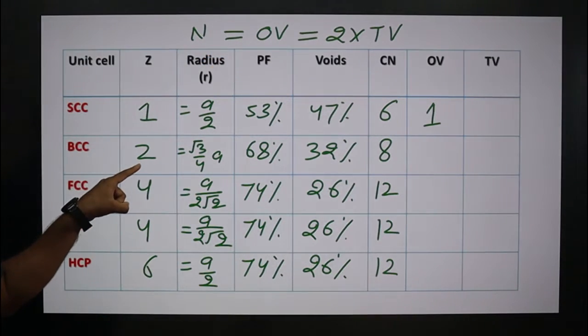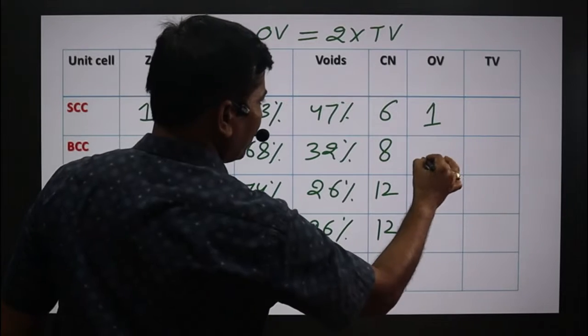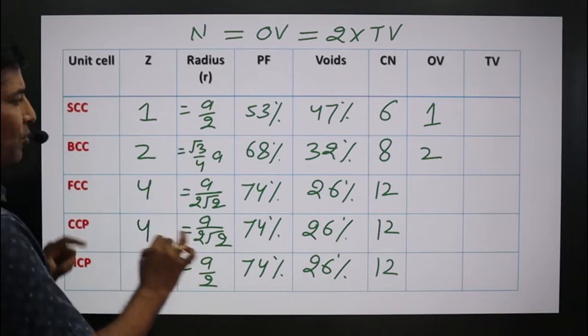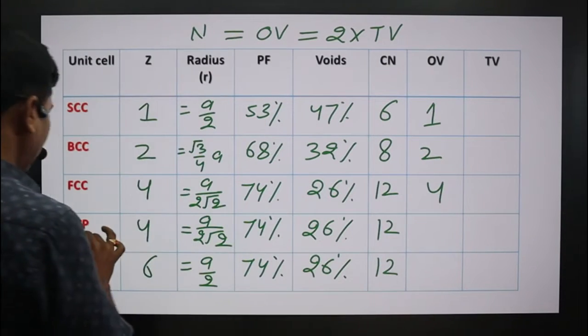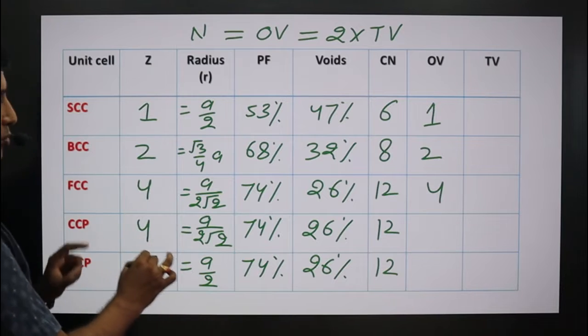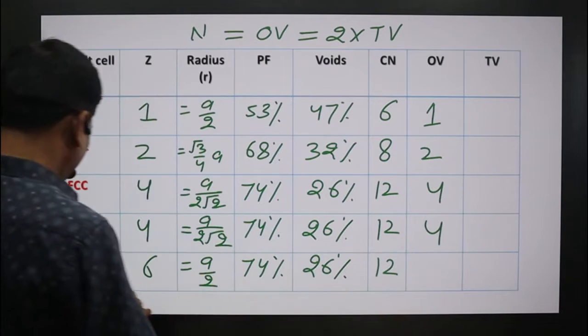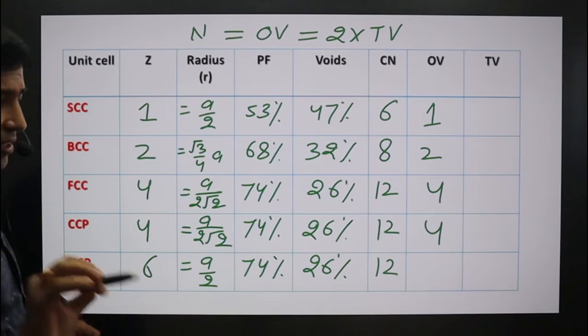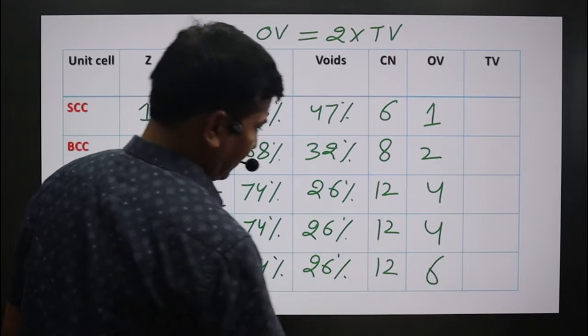Okay. Number of atoms is equal to number of octahedral void. In BCC, number of atoms is 2, then octahedral void will be 2. In FCC, number of atoms 4, then octahedral void 4. In CCP, number of atoms 4, then octahedral void will be 4. In SCP, number of atoms is 6, then octahedral void will be 6.